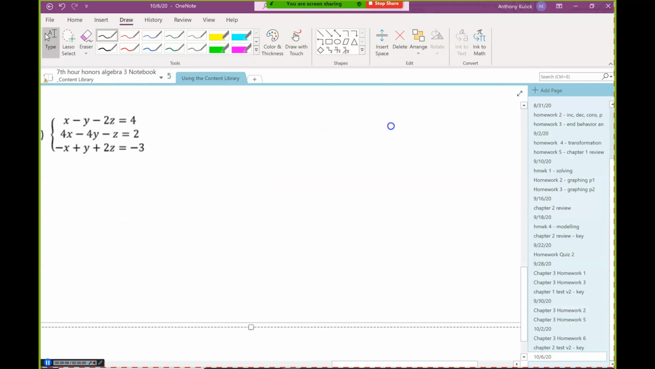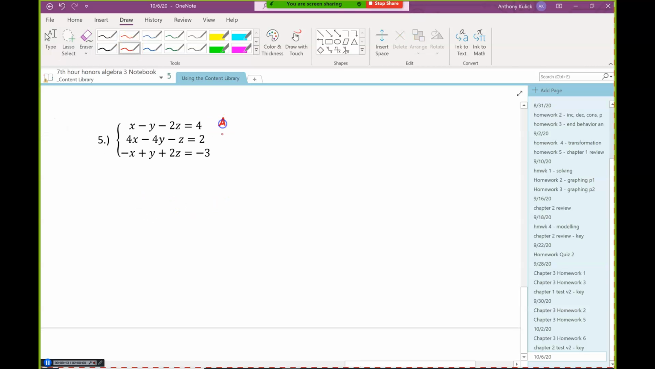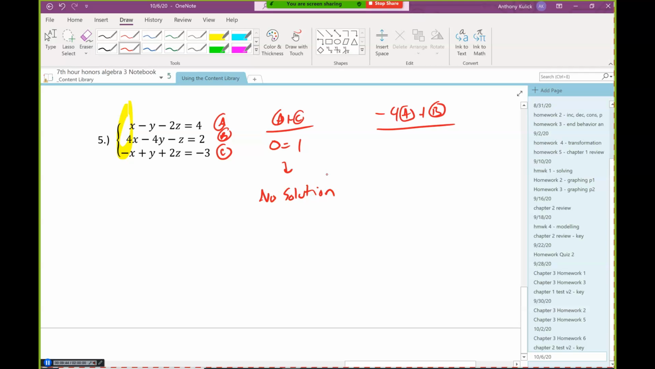Okay. So, Edmund, what variable did you choose to eliminate here? Okay. Negative 4a plus b. Okay. So if I do a plus c, I get 0 equals 1, right? I'm done. There's nothing more to do because that's my indicator that it's no solution. That's it. It's over. Good.